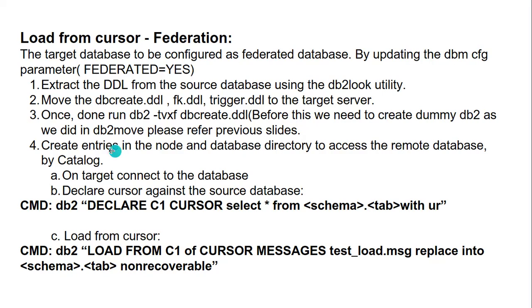Again, this approach will remain the same. Extract the DDL from the source by using the DB2 look utility, move all the files, segregate the files into DB2 create, foreign key and triggers, and move them to the target server. Once everything is finalized, run the DB2 utility command to create the database as a dummy database. Then you can later move the data by using the load with cursor.